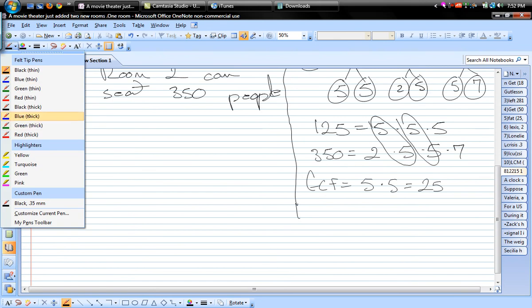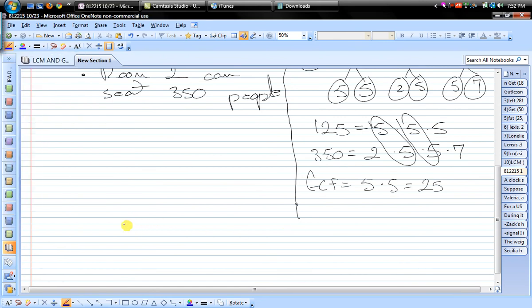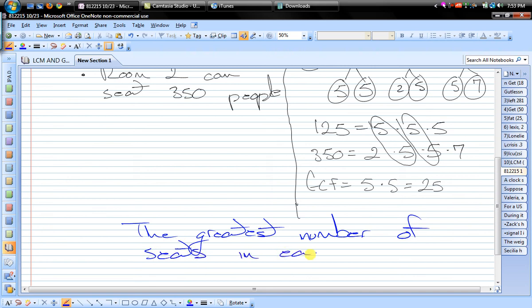So I'll go ahead and write my answer in the form of a sentence. The greatest number of seats in each row is 25. Hopefully that solution has been helpful, and it'll give you some idea of what to do when you get the actual quiz.